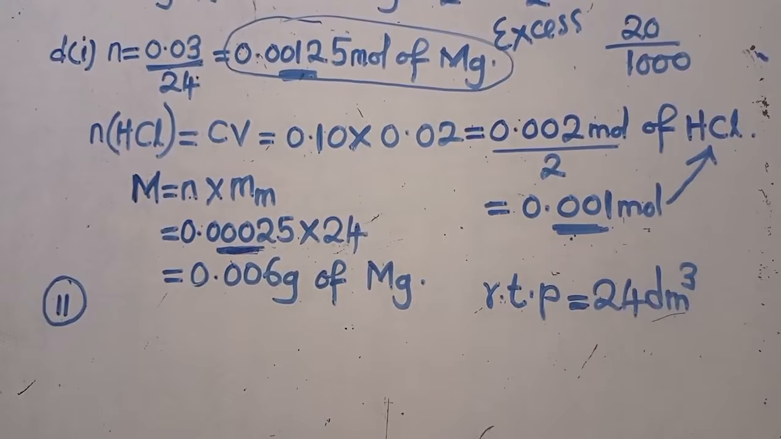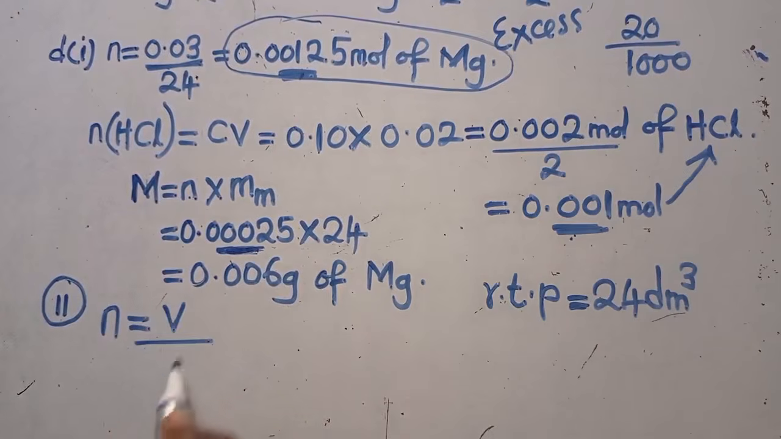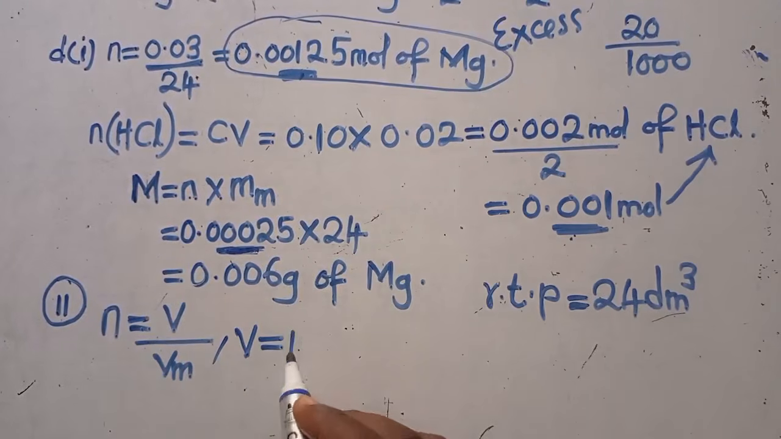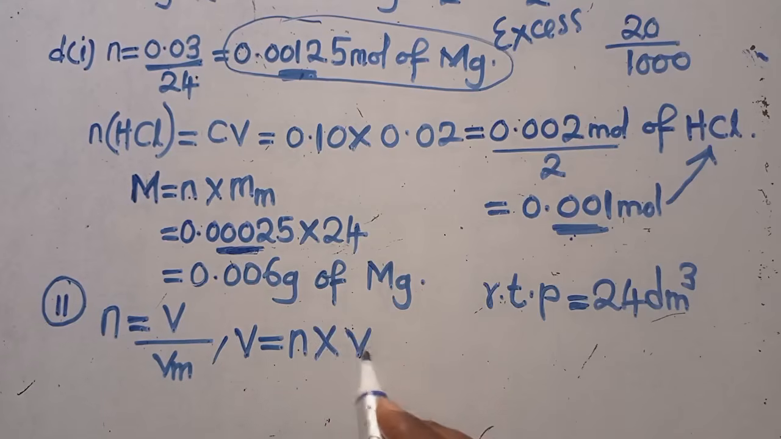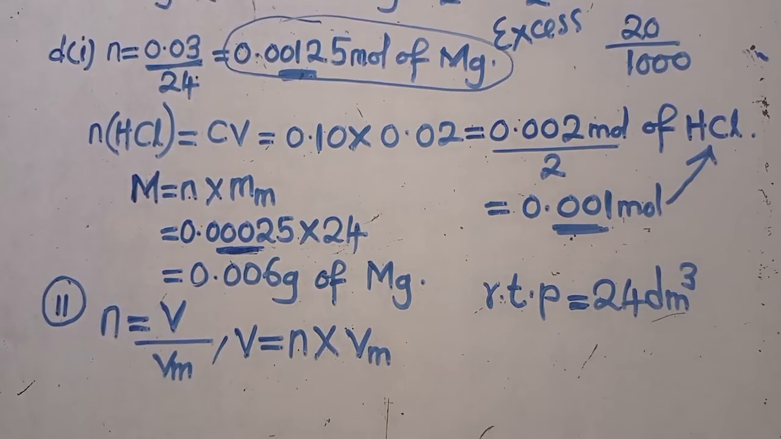For hydrogen. So we know that there is a formula that we are supposed to understand. The formula is like this. Number of moles is equal to volume over molar volume. Where we now understand that volume is therefore equal to number of moles times molar volume. You can use this particular formula, if we've just made V the subject of the formula because we want to calculate volume.